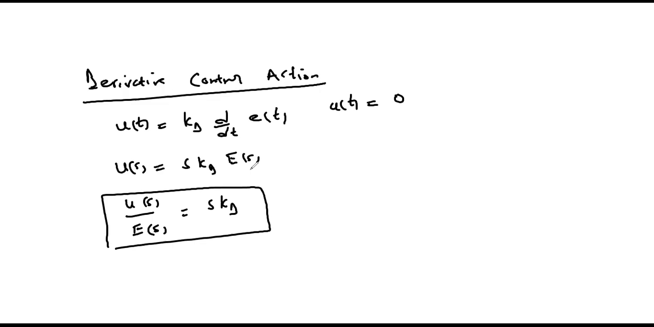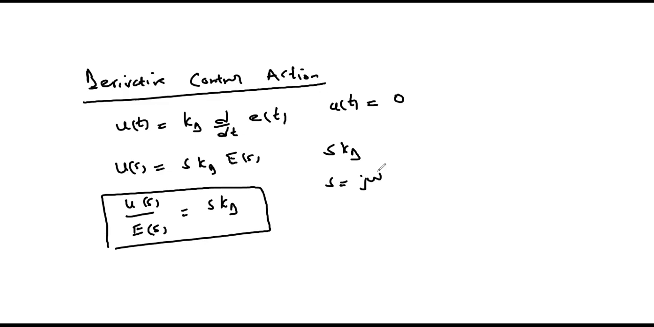Number two, it's also good to notice that the control action is defined by s kd, and therefore the gain is going to increase with frequency. Remember, s is j omega. So if omega increases, the gain for the controller is going to increase. And this has the effect of amplifying high frequency noise. So whenever frequency increases, there is the possibility of amplifying high frequency noise.